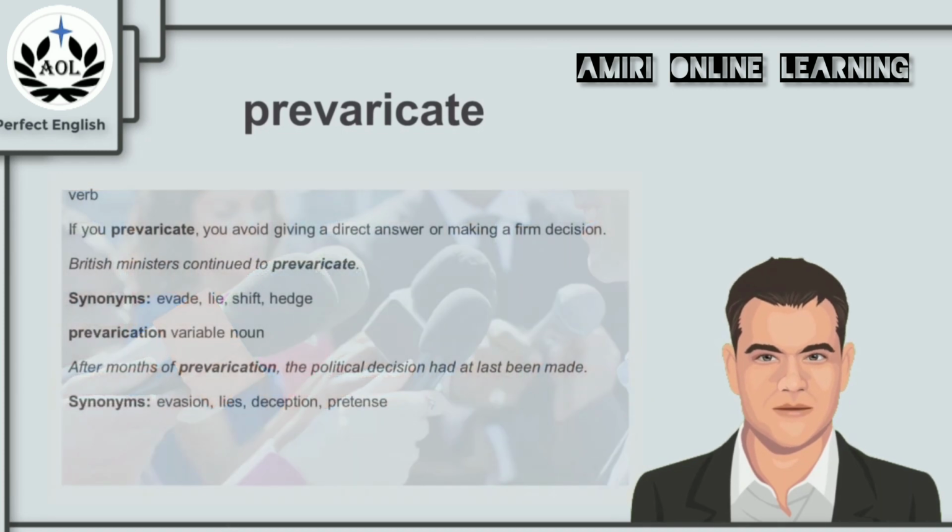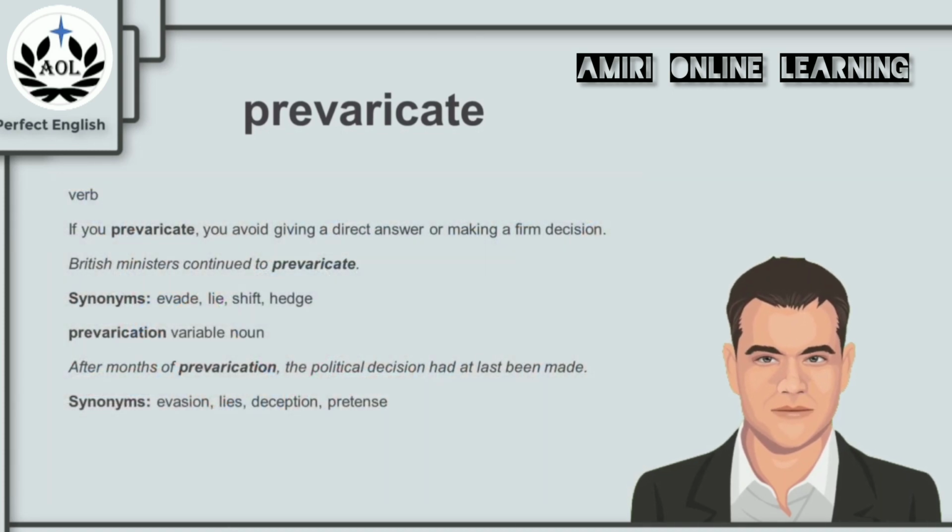Let's find out. Now, prevaricate is a verb. If you prevaricate, you avoid giving a direct answer or making a firm decision. For example, British ministers continue to prevaricate. They continue to avoid giving a direct answer or making a decision. And this is a very bad thing, especially for people in charge. They have to be decisive and they have to give direct answers. And synonyms for prevaricate are the words evade, lie, shift, or hedge.